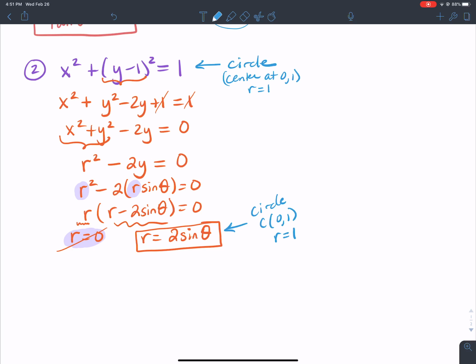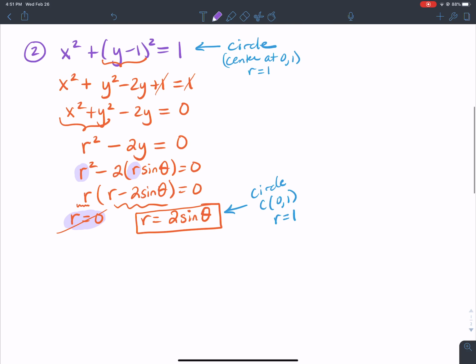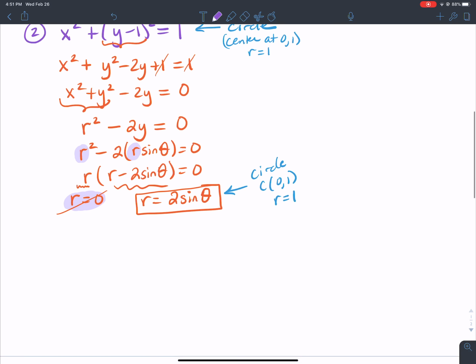Can't really tell that from the equation, but if you were to graph both of them, they would look the same. All right. So that's basically how you convert, and we're going to definitely have to practice that in class.